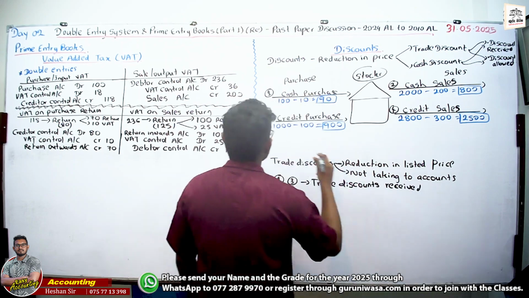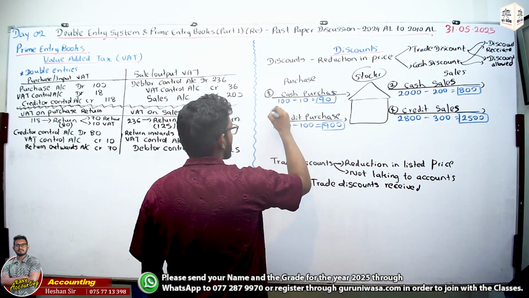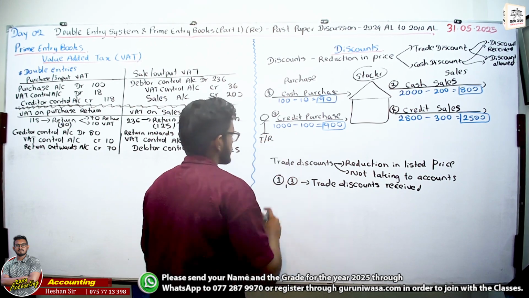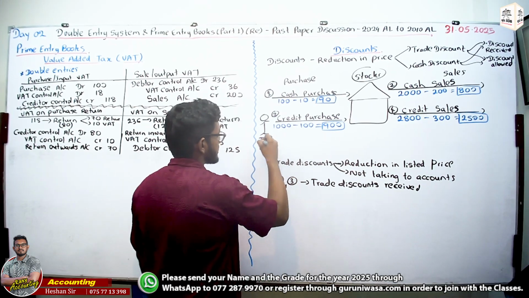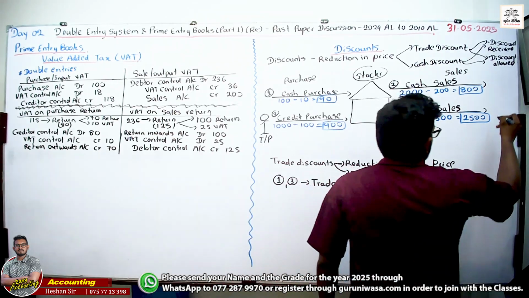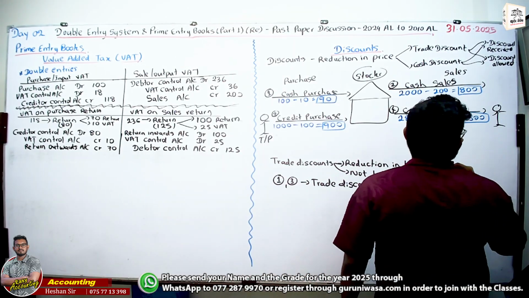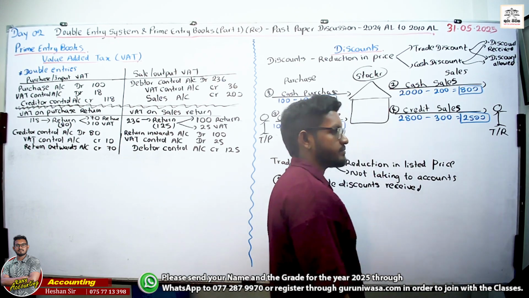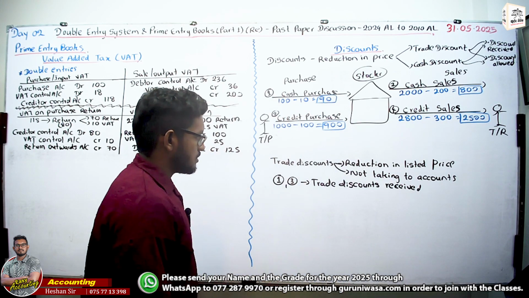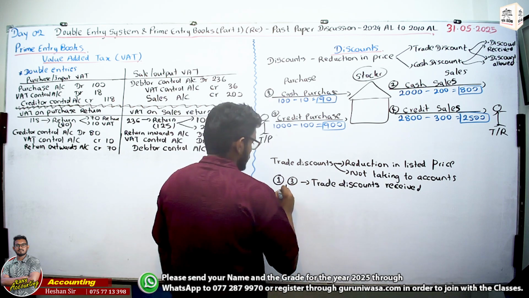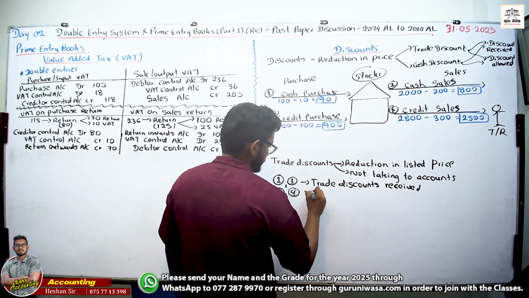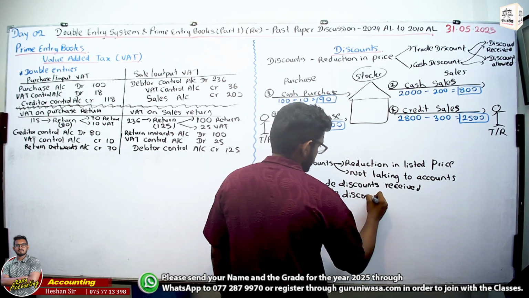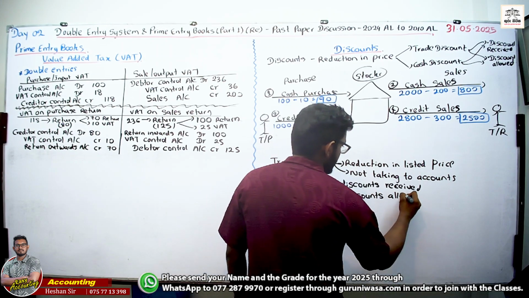Now those who give us credit basis purchases we identify as creditors, trade payables, TP. The ones who purchase our stocks on credit basis we consider trade receivables, TR. Understood? 2 and 4 are trade discounts allowed. Allowed means we have given.